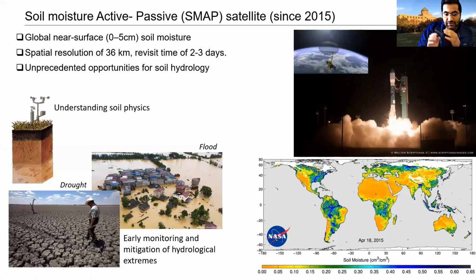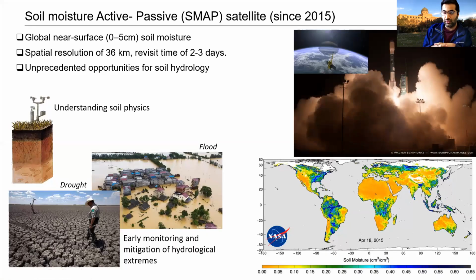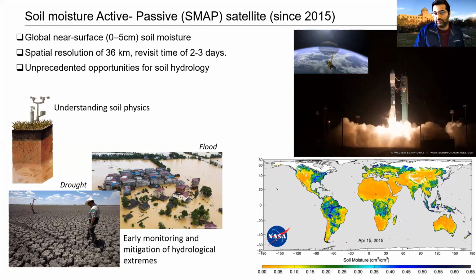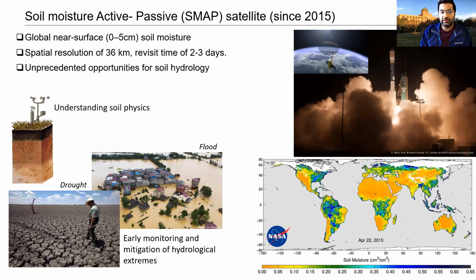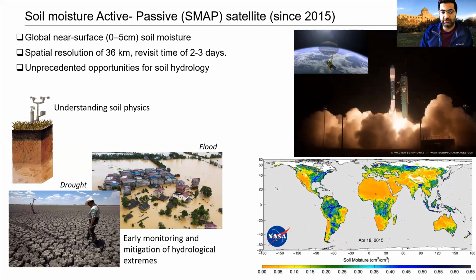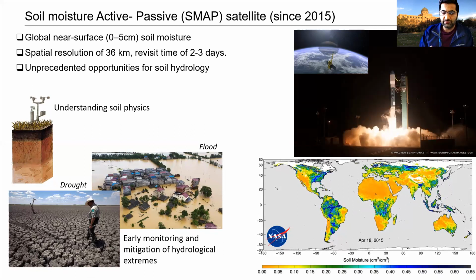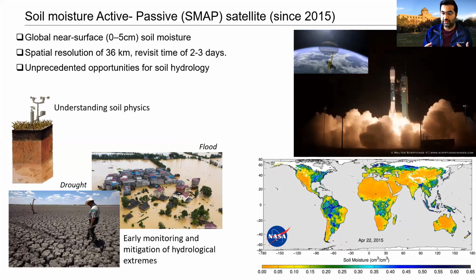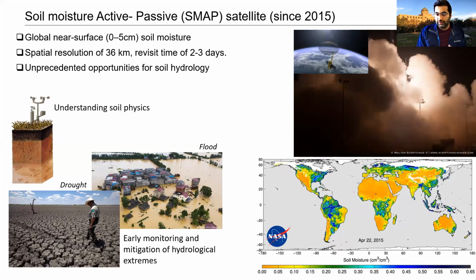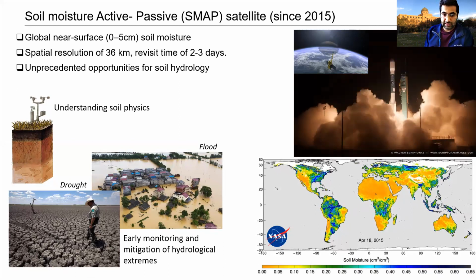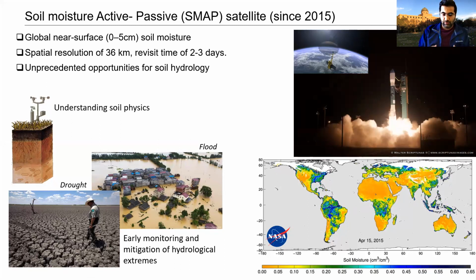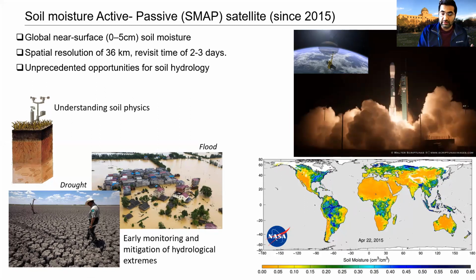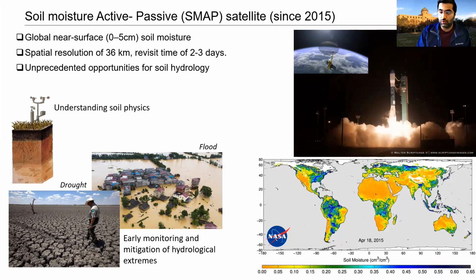And so now I'm working on a global data set coming in from the Soil Moisture Active Passive satellite that NASA launched in 2015. So this satellite gives us global near surface soil moisture, which is for the first 5 centimeters of the soil profile with a resolution of 36 kilometers, and we have a global revisit in 2 to 3 days. So one of the prime aspects of using this data is, other than understanding soil physics, soil moisture data can also help us better predict or forecast floods and droughts in almost near real time.